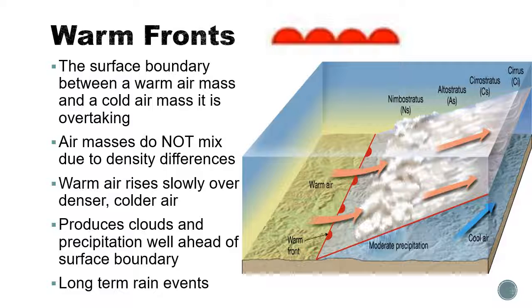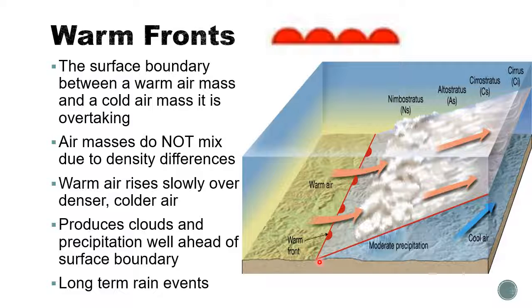So our first one, our warm fronts. This is going to be our surface boundary between a warm air mass and a cold air mass that it's moving faster than. In other words, this warm air is moving faster than the cold air, so it's going to sneak up on it and catch it. Right where these meet on the ground is my warm front. Again, the air masses are not going to mix because the densities are so different.